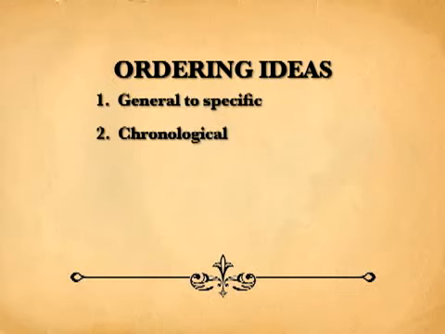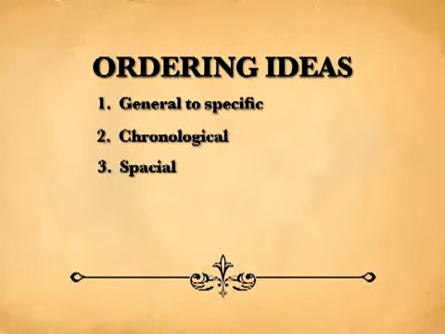If you're describing a scene or a picture, you can use spatial organization, moving from left to right, front to back, and top to bottom. One of the most common forms of organization in academic essays is emphatic order, where you build to your strongest point, so that you have a strong finish, leaving your audience with a good impression.